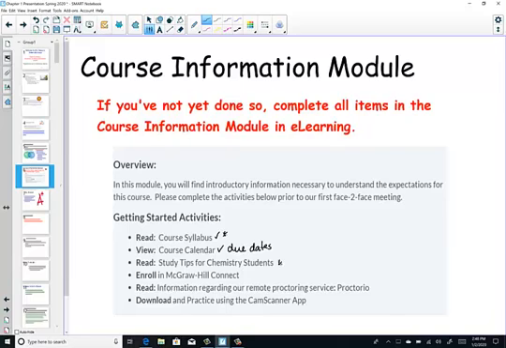I highly recommend you review through those study tips for chemistry students. Those pathways to success are so unique for each student. You want to make sure that you're optimizing your own learning style.